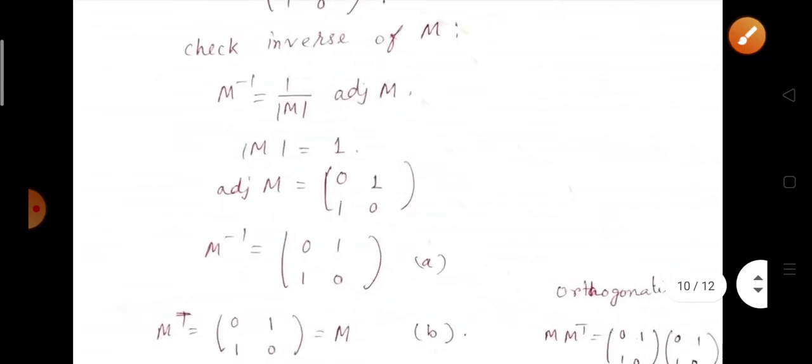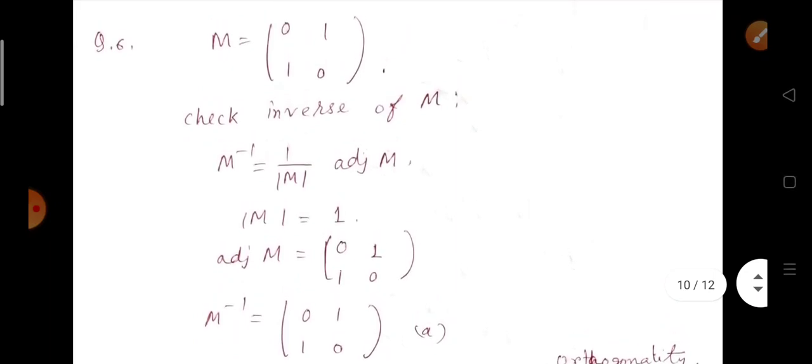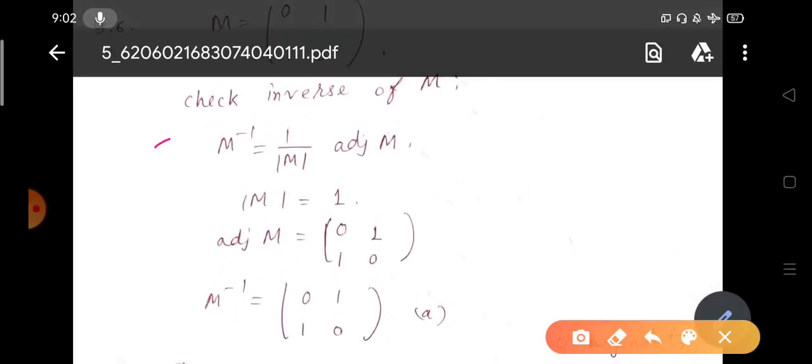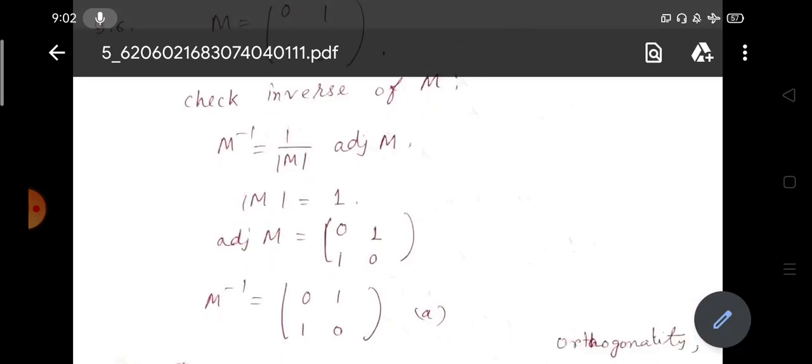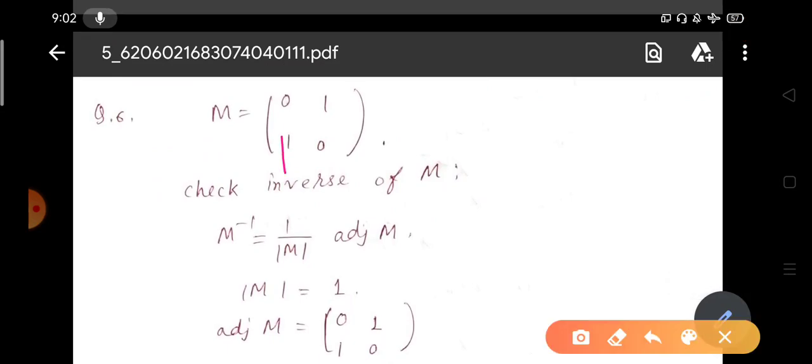So let us find one by one. For checking the inverse, we have this formula: M inverse equals 1 by determinant M times adjoint of M, where determinant of M is 1 and adjoint of M is 0 1 1 0. So how to find the adjoint? Suppose you are taking the first component; what you have to do is cancel this column and this row, and take the remaining element.